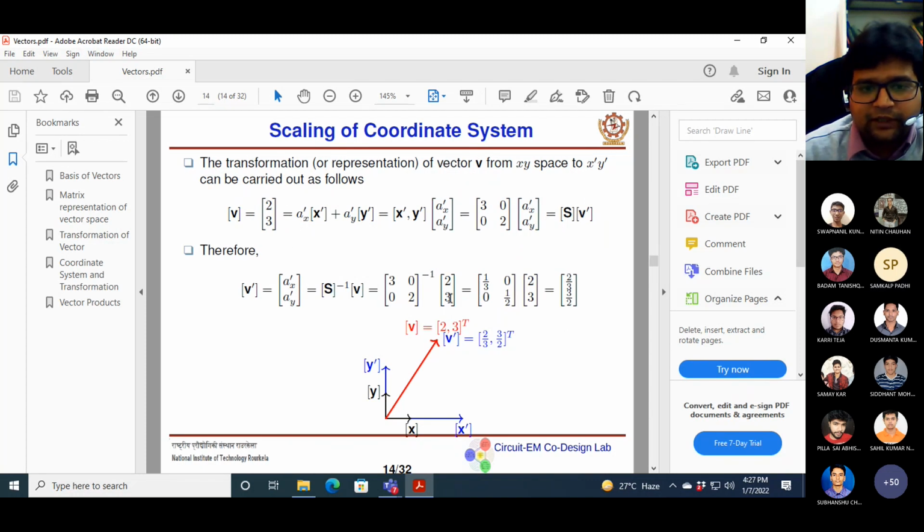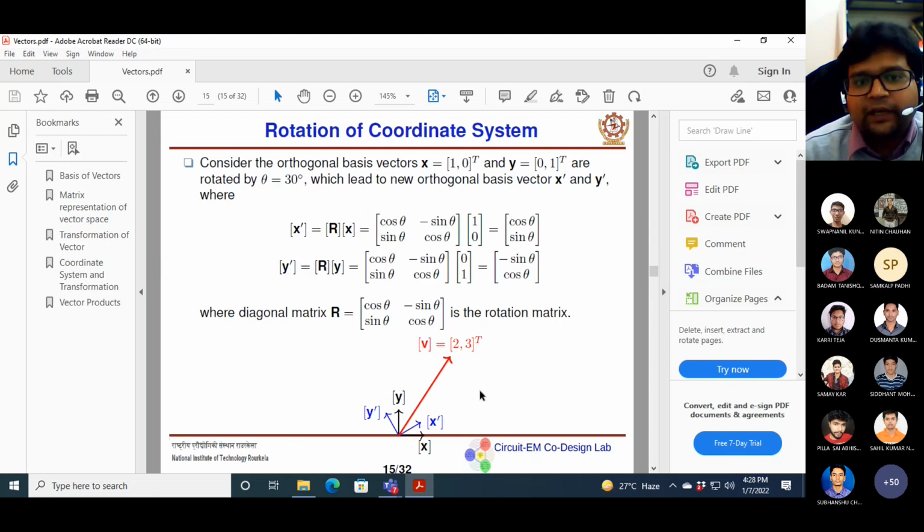Okay, so the same thing has been explained here. How you are getting 2 and 3. It is basically S inverse of V. So in that way you can easily find out what the new vector is in the new coordinate system. That's the representation of the same vector in the new coordinate system.